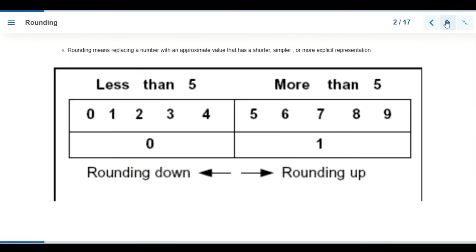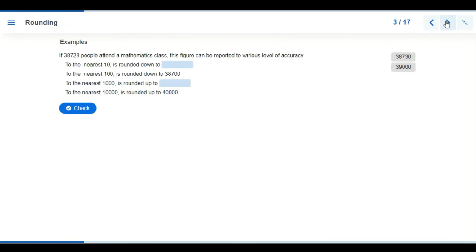So we go to the next one, which is rounding up. Under rounding up, we can round down values that are below 5 to be zeros, and we round up values that are 5 upward to be 1. So if that is it, then let's look at the examples that we have here. We have this number here, which is 38,728 people attend a mathematics class. So we have to round this value to the nearest 10, 100, 1,000, and 10,000. So we have these two examples there for us to do.